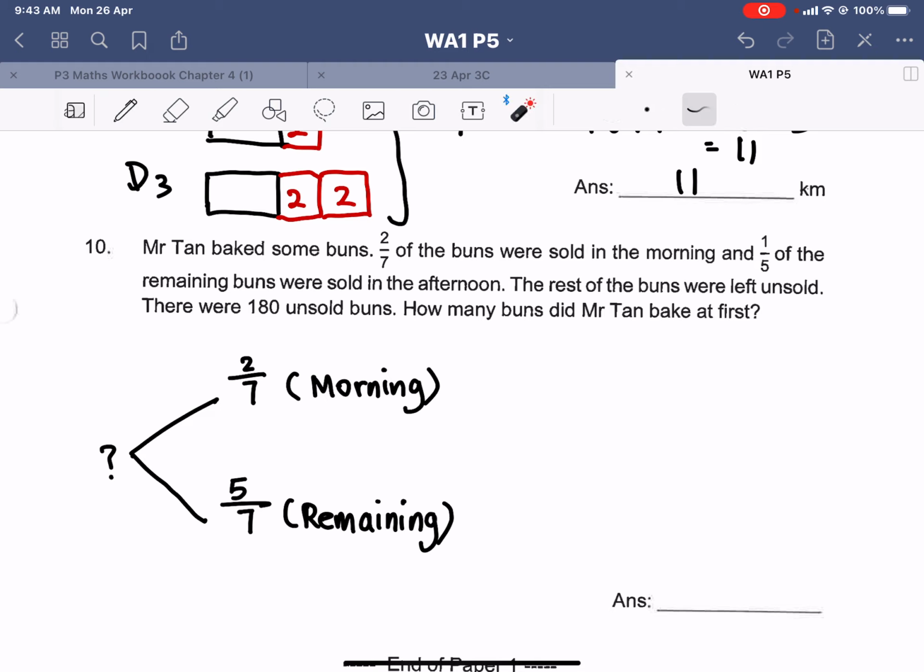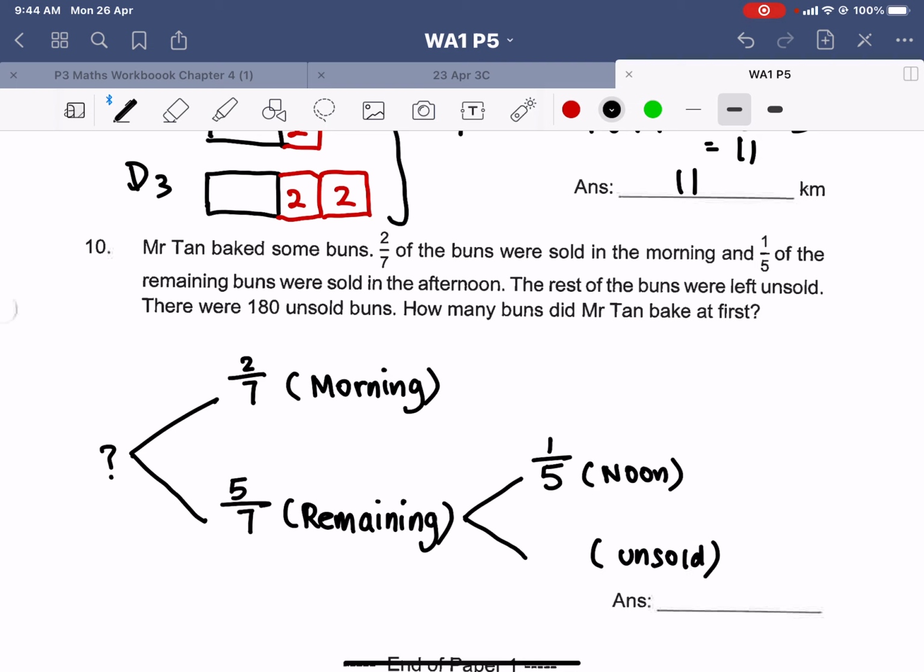Okay, let me read on the story. 1/5 of the remaining was sold in the afternoon. So we're going to grow the branch again. 1/5 of the remaining were sold in the noon. And the rest were unsold. So this is called unsold, but do you know how much is that? It is a total of 4/5. Do you know why 4/5? Because 5/5 minus 1/5 equals 4/5.